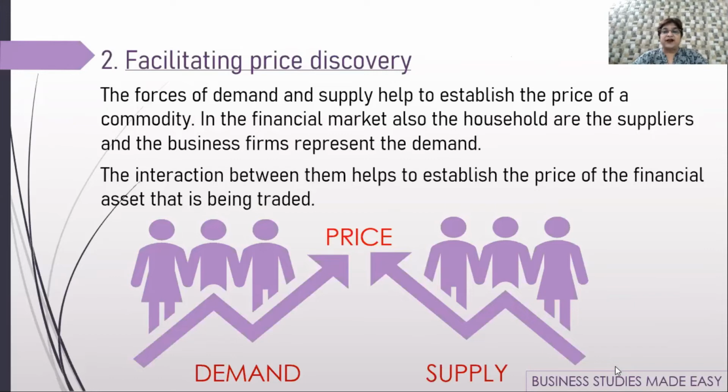Now in a financial market also there's demand and supply. Now who do you think constitutes the demand? Who wants the money? The business firm. And who are the suppliers? Who are the ones who are giving the money? That is the household. So where the demand and supply intersect each other, the price is stabilized. Therefore, the price of a security is fixed at the same rate everywhere. So you can buy from any stock exchange, the price would be the same.